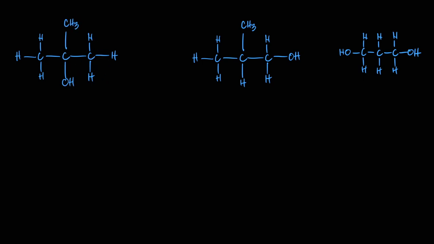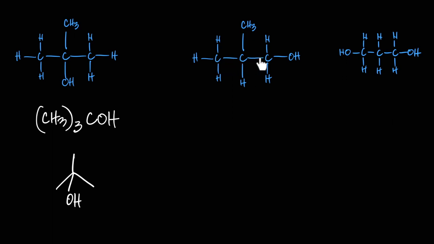This is a very common question they give, because they represent this as three CH3s on the carbon that has the OH. Beautiful. And its skeletal formula would be three carbons, 1, 2, 3. The middle one has CH3 and has an OH. There you go. That's it. Now the other one: 1, 2, 3. The third one has an OH, and the middle one has an alkyl group.